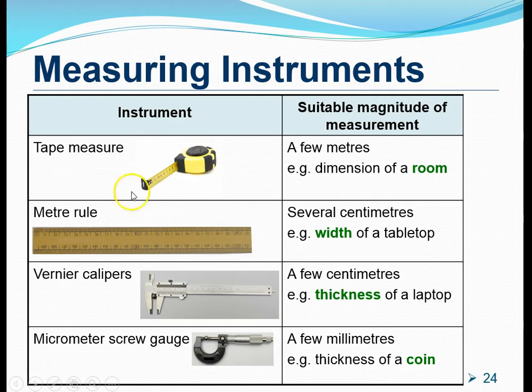The first one is the tape measure. The tape measure is suitable for measuring lengths of up to a few meters. Some tape measures are supplied or can be purchased up to a maximum of 2 meters in length, or even up to 5 or even 10 meters. So it's very suitable for measuring dimension of a room. The next picture, you see a meter rule. As the name suggests, a meter rule is able to measure up to a maximum of 1 meter length. So this is a useful instrument for us to measure the width of a tabletop, for example.